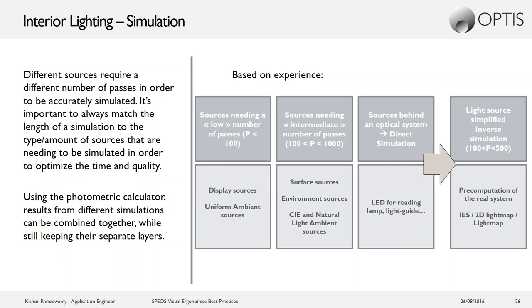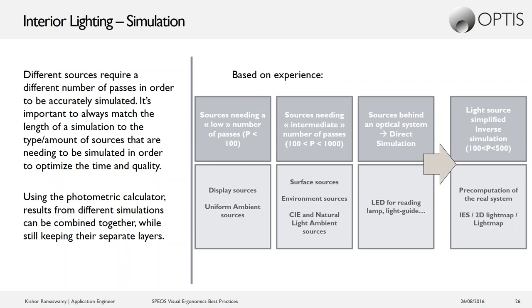Another important consideration for simulations is the number of passes that are required. So most interior lighting simulations use a Monte Carlo algorithm where the higher number of passes will provide a higher quality result. However, different types of sources require different number of passes in order to be accurately simulated. So these include display sources and uniform sources, which would have a lower number of passes required, to environment sources, which have a higher number of passes required.